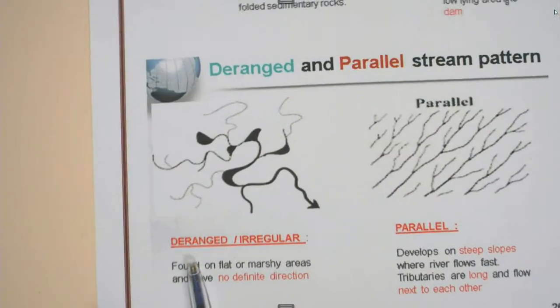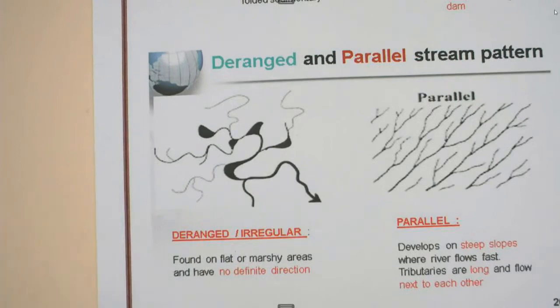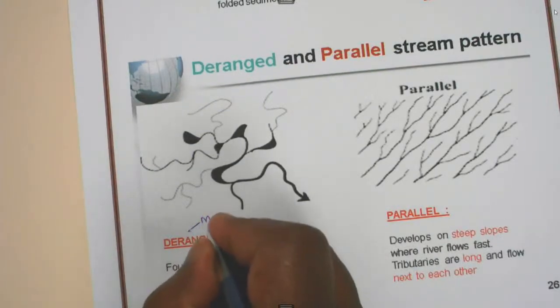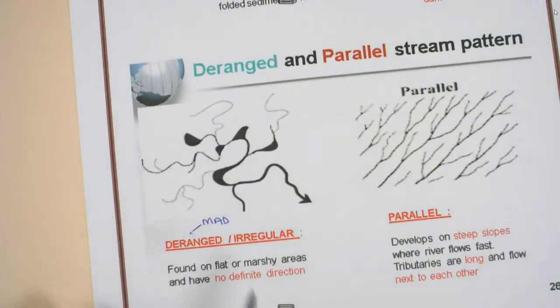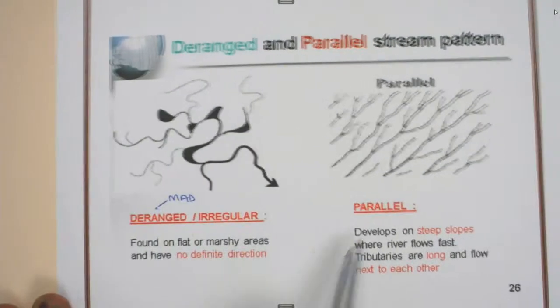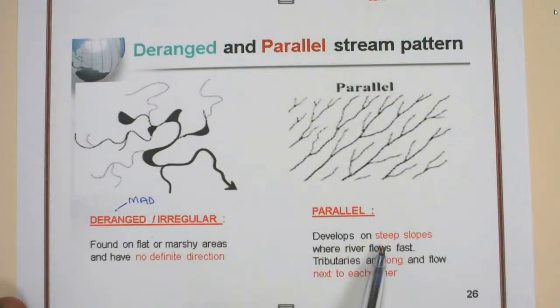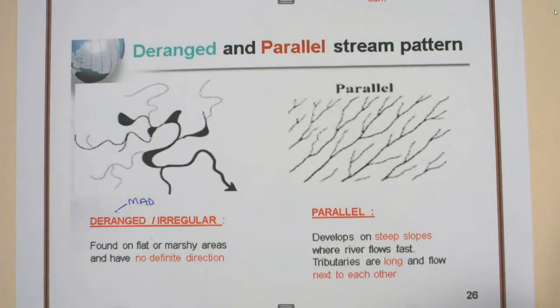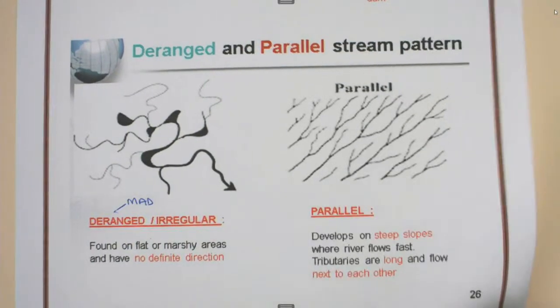Deranged, another word for it is mat pattern. It is an irregular pattern, found on flat or marshy areas, and has no definite direction. Parallel pattern develops on a steep slope where the river flows fast. Tributaries are long and flow next to each other.